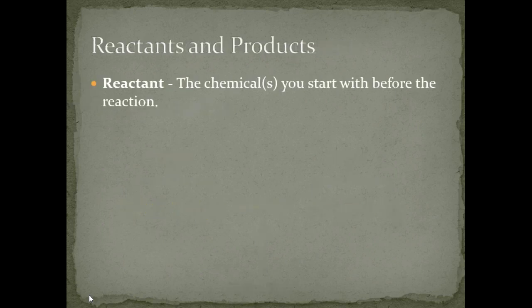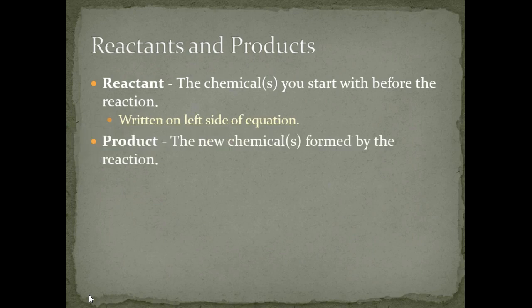So reactants and products. Reactants are the chemicals that you start with before the reaction, and they're usually written on the left side of the equation. The products are the new chemicals formed in the reaction, and they're on the right side of the equation.